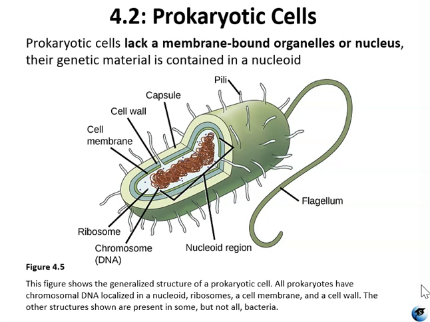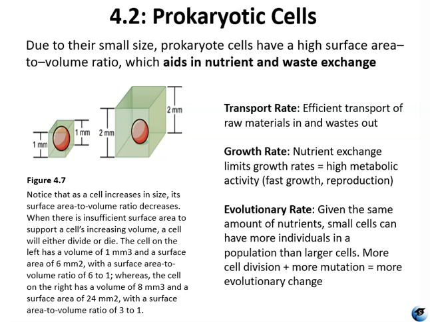This figure here shows the generalized structure of a prokaryotic cell. Here you can see the nucleoid, ribosomes, a cell membrane, and a cell wall. The other structures, for example, pili and flagellum, are present in some but not all prokaryotic cells. The small size and high surface area to volume ratio of prokaryotic cells aids in nutrient and waste exchange. So as a cell increases in size, again, its surface area to volume ratio decreases, and when there's insufficient surface area to support the cell's increasing volume, a cell will either divide or it will die.